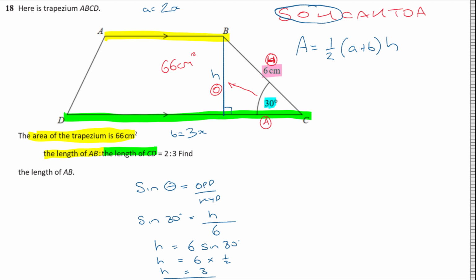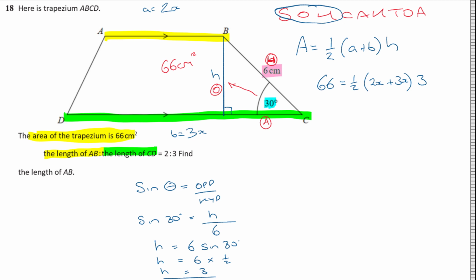So area equals half A plus B H. Area then I know is 66. That was given in the question. Half is just a half. A, I'm going to use 2x because I don't know how long it is. And then B, I'm going to use 3x. And then H, I've just found out, is 3. Okay? Right. So what can I do with that then?